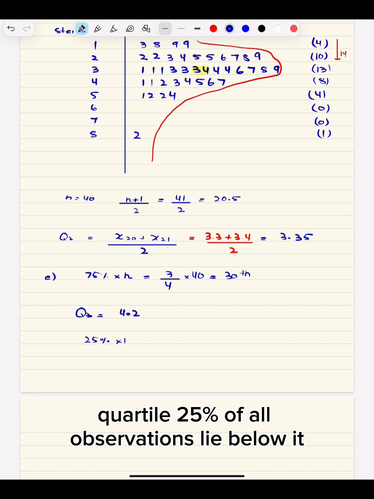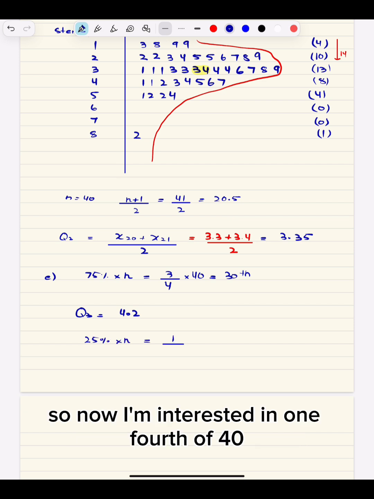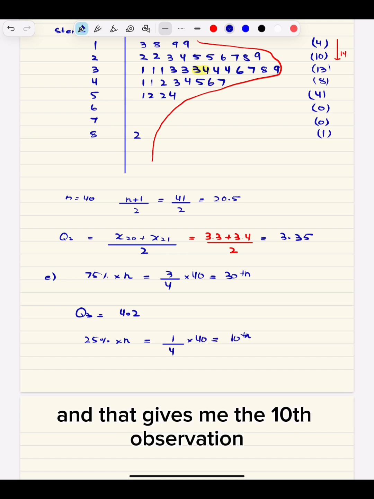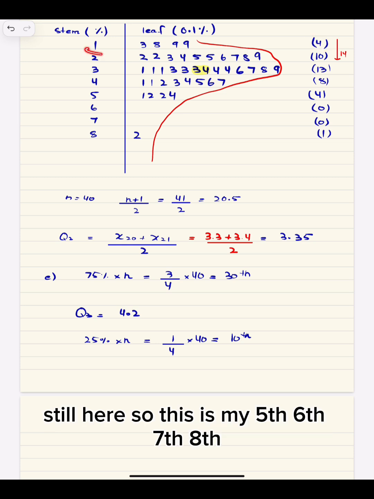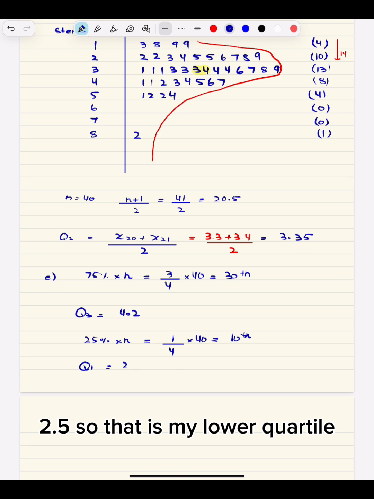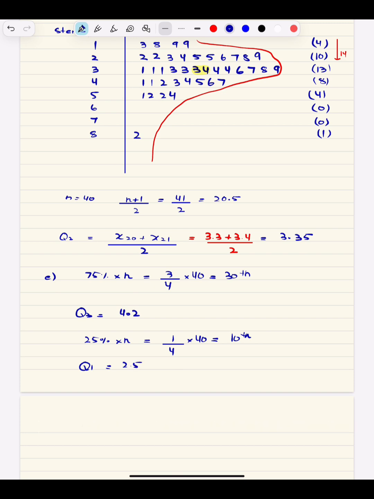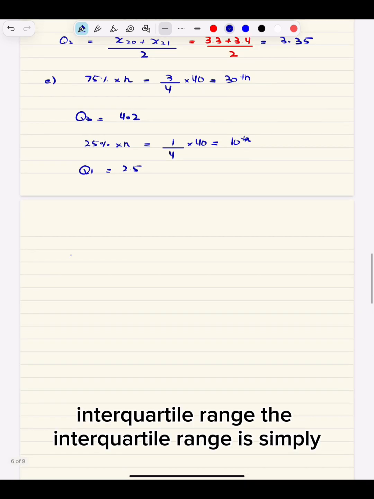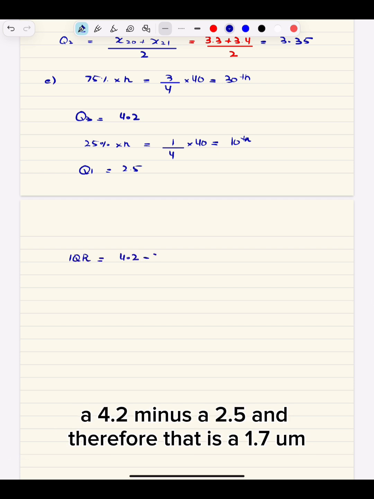What about the lower quartile? 25% of all observations lie below it. So now I'm interested in 1/4 of 40, and that gives me the 10th observation. So we have 4 observations still here. So this is my 5th, 6th, 7th, 8th, 9th, 10th. So my 10th observation is a 2.5. So that is my lower quartile. So what about the interquartile range? The interquartile range is simply 4.2 minus 2.5, and therefore that is 1.7.